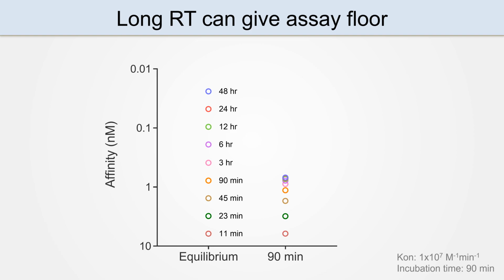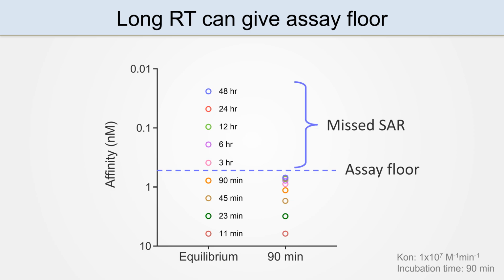When we look at the data set as a whole, we can see at 90 minutes we hit an assay floor. The compounds all bunch up around the 1 nanomolar mark. This means compounds could be a lot more potent, but we would not be able to detect them using the 90-minute assay. This region here represents a lot of SAR we wouldn't be able to detect using this assay.